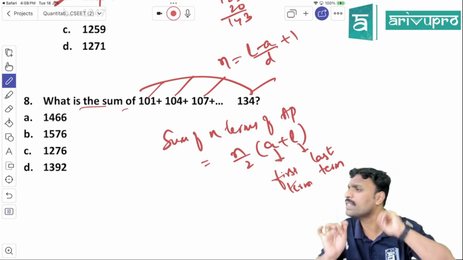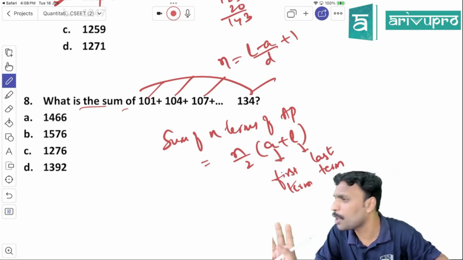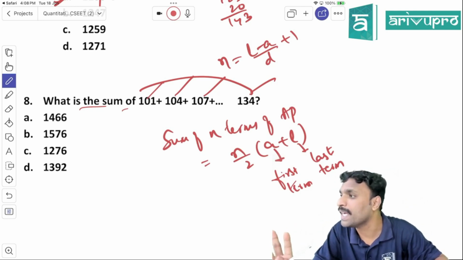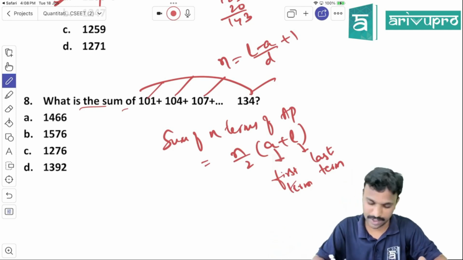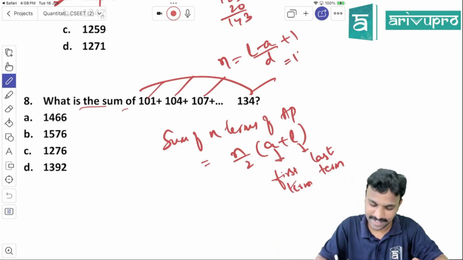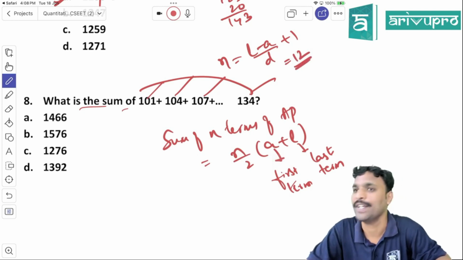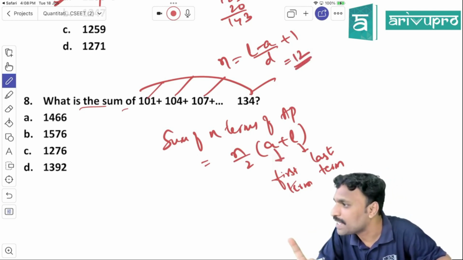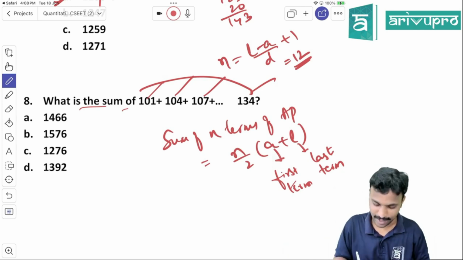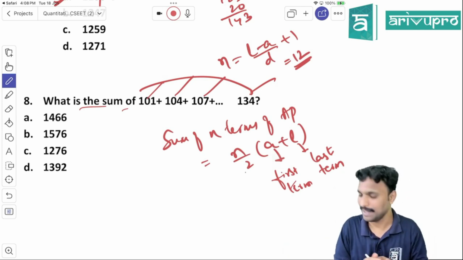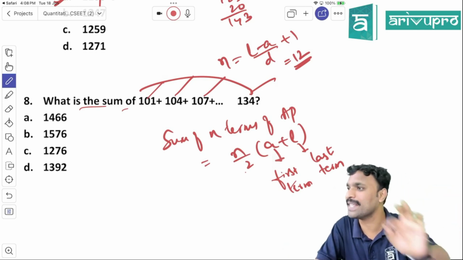Divided by d. What is d? Difference. Difference is how much for each number? 3. 33 by 3, 11. 11 plus 1, 12. So n is equal to 12. Purida? n is equal to 12. Ipo enna panano? 12 by 2 is how much? 6. So the number to be multiplied is 6.